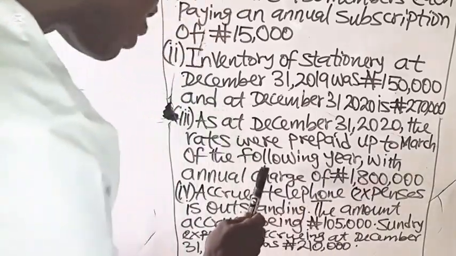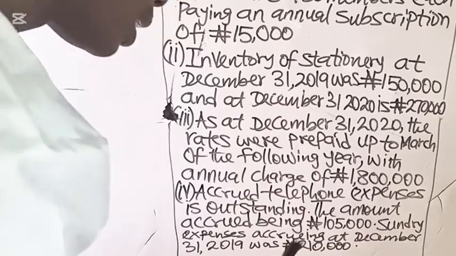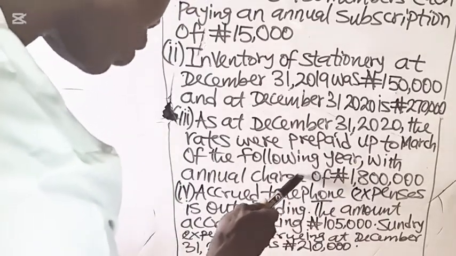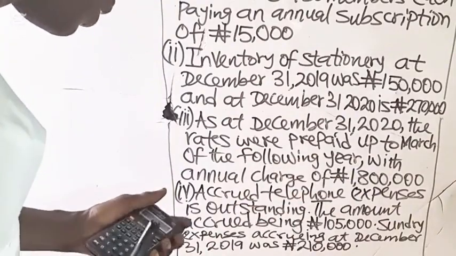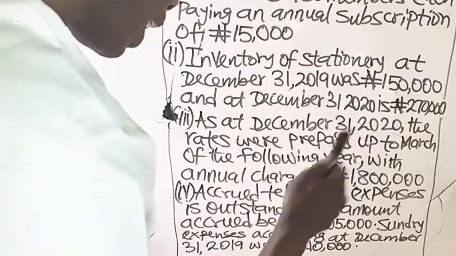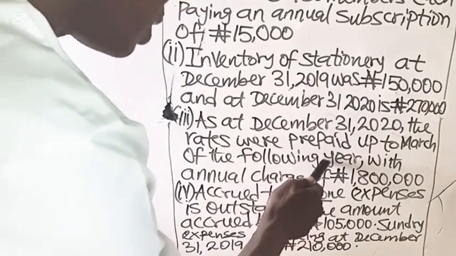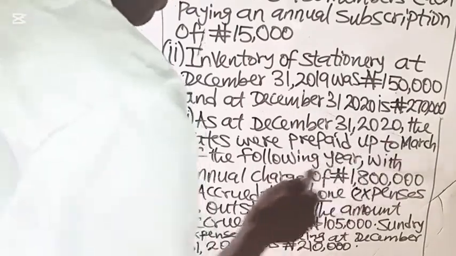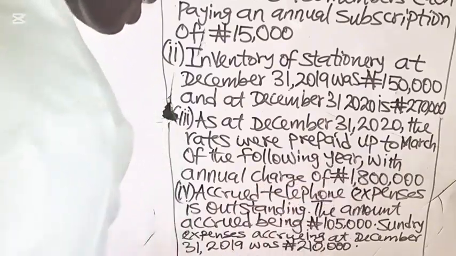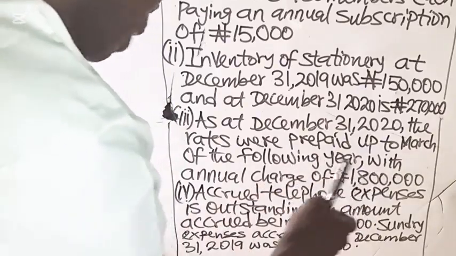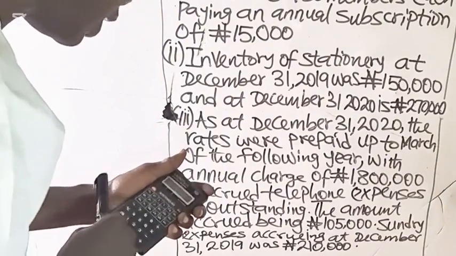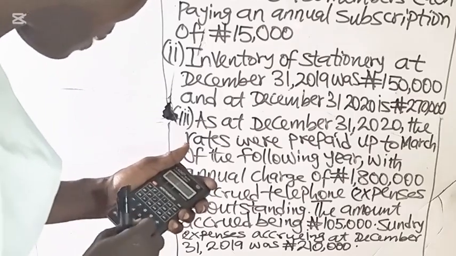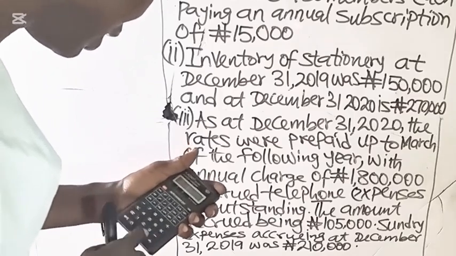If rate was prepaid up to March of the following year, that means rates of 3 months were paid in advance. So the amount included in the receipts and payment account will contain the rate of 3 months which was prepaid. The annual charge is 1.8 million. The rate for a year is 1.8 million divided by 12, 150,000 per month, times 3.